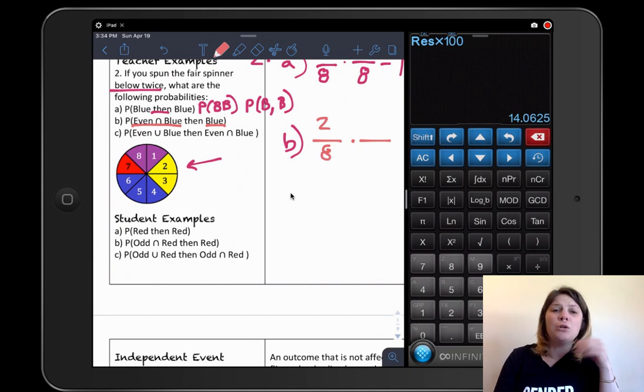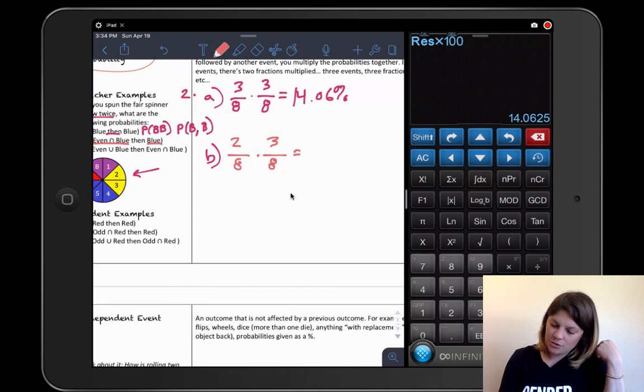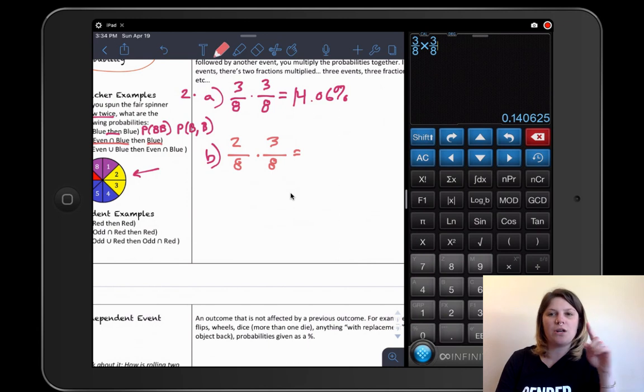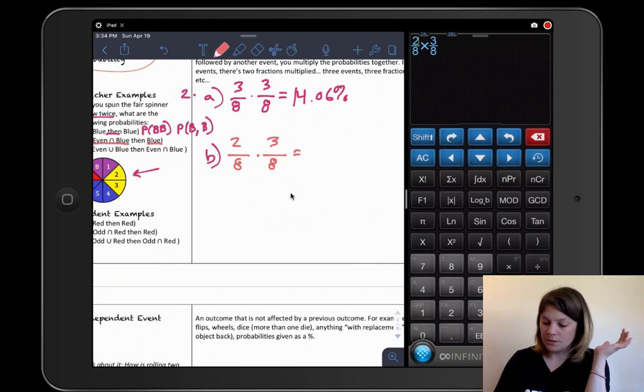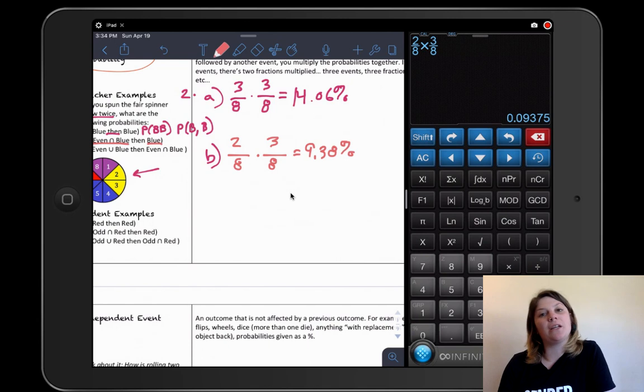And then blue is 3 out of 8. We just did that a couple times. And so we are just going to change the fraction. So all I did was press up. That way I don't have to deal with redoing everything. I can just change this to be a 2. Little time saver. All right, and then I know that's 9.38% if I'm rounding it correctly.